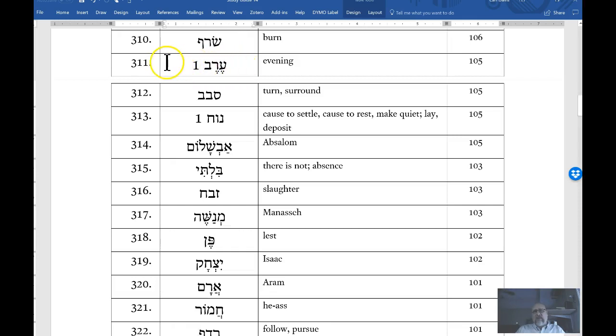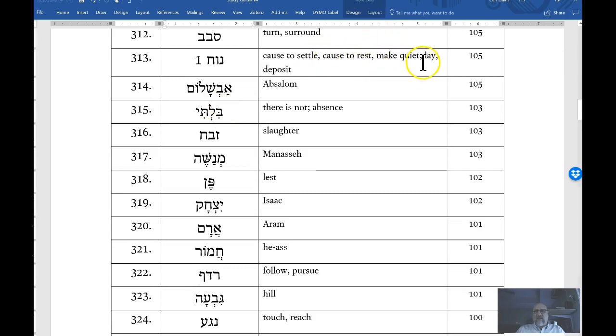Vayhi erev, vayhi boker yom echad. That's your mnemonic device here. And there was evening and morning, day one. Shavav, go around. Navach, to rest or settle. Av Shalom. Do you see that's father of Shalom, father of peace? Who is anything but a father of peace? Bilti is not. Zabach is slaughter. Mizbeach is altar, so this is like slaughter on an altar. Manasseh, you can see that's very close to the word Moses, just one letter, but this is Manasseh.